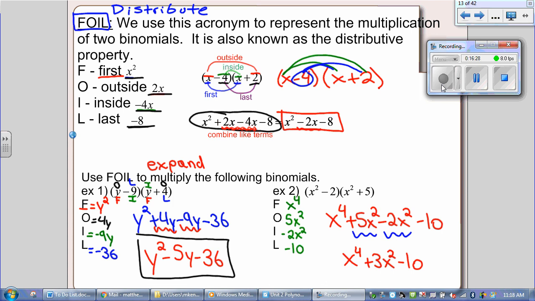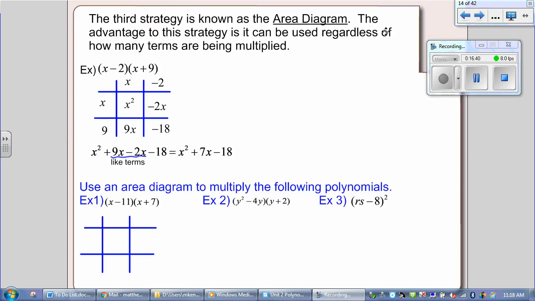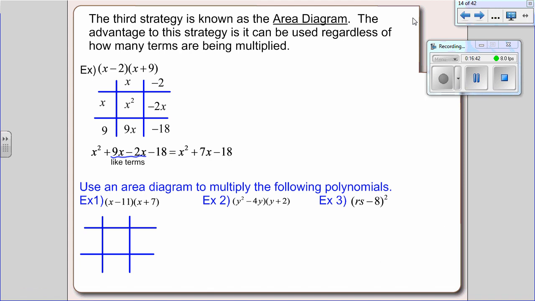The other way that we're going to learn to multiply things, and to be honest, it's the more popular way to do it, so this is what people usually end up sticking to, is something called an area diagram. Again, area diagrams are the same thing as distribution, it's just a way of organizing it. This is a little more organized than FOIL, which is why people tend to go towards it. So an area diagram is kind of like what we did with algebra tiles, but instead of using actual tiles, they write in the letters and the numbers.